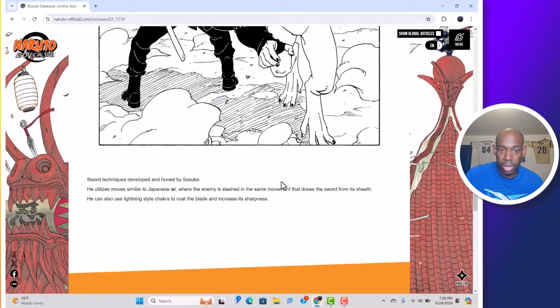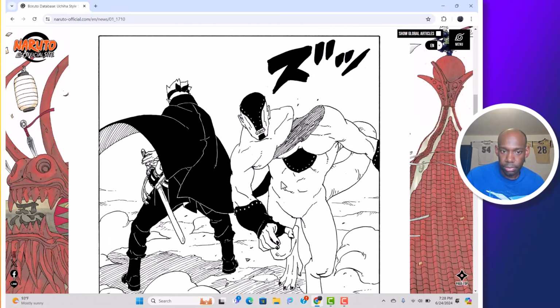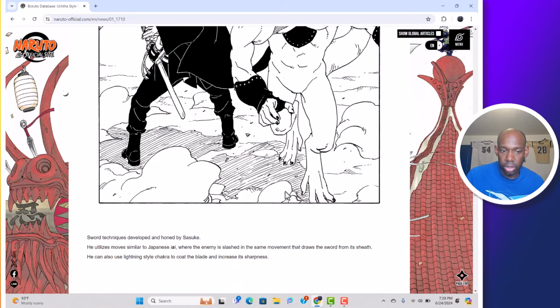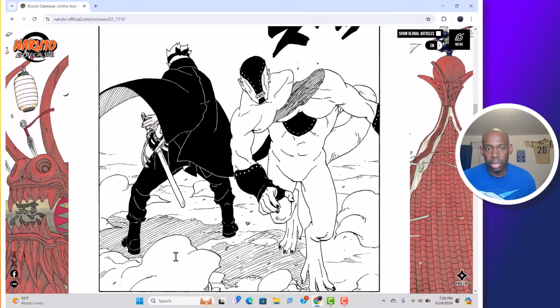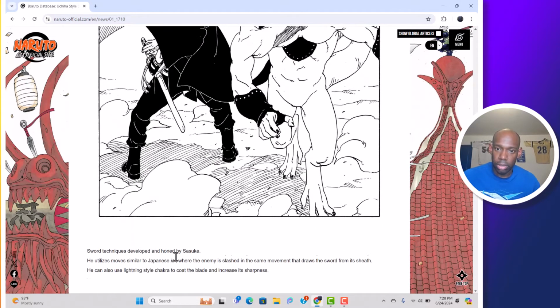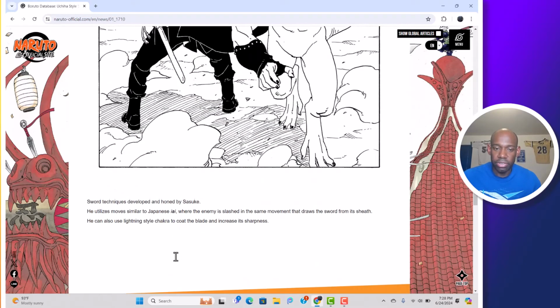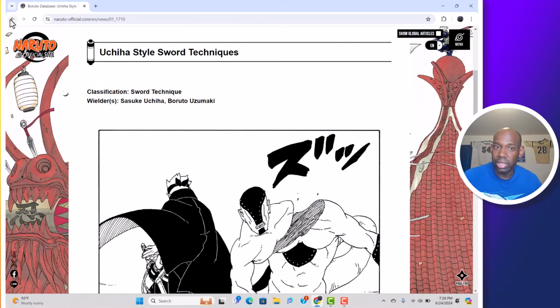Sword techniques developed and honed by Sasuke. He utilizes moves similar to Japanese iai, where the enemy is slashed in the same movement that draws the sword from its sheath. He can also use lightning style chakra to coat the blade and increase its sharpness. Okay, I see. That's pretty good. I mean, these are brief descriptions. They're not really going into too much detail.